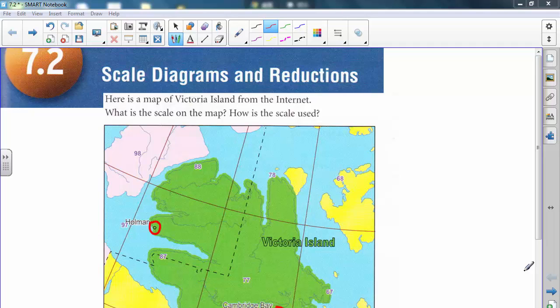7.2 Scale diagrams and reductions. Here's a map of Victoria Island from the internet. What is the scale on the map? How is the scale used?